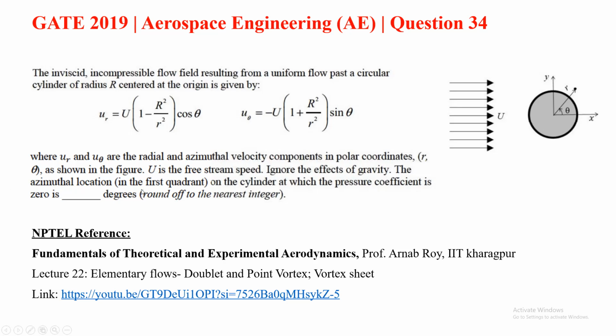The azimuthal location in the first quadrant on the cylinder at which the pressure coefficient is 0 is dash. So first we have to find the pressure coefficient on the surface of the cylinder. We will find the velocity components on the surface of the cylinder, substitute them into the coefficient of pressure, and equate that to 0 to find the angle at which it becomes 0. Let's go and solve this.